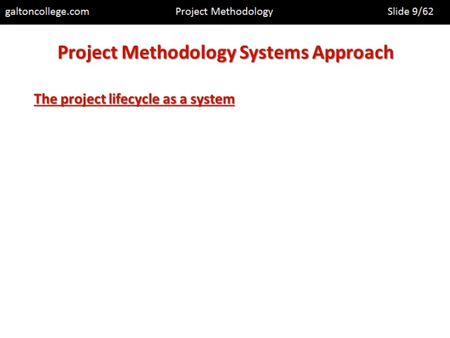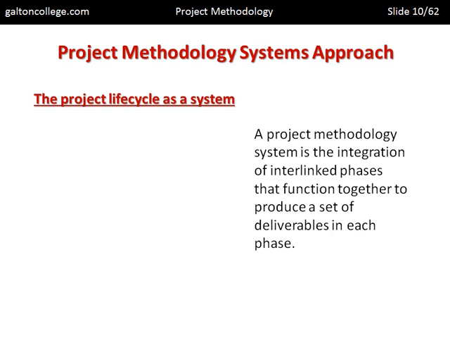Now, the project life cycle of a system, well, a project methodology system is the integration of interlinked phases that function together to produce a set of deliverables in each phase. So the project methodology is about looking at the system as an integrated whole. It's all contained. Everything that's required is understood. The project manager may have to look at this whole structure and make sure that all the parts are logically fitted together, that the feedbacks are in place, and everything is feasible, it can be done. And that's a major task for any project manager to undertake.